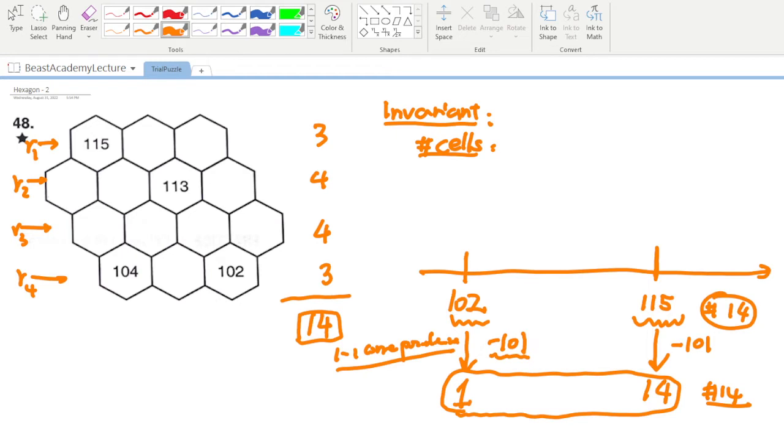And based on the smallest number and the biggest number, we already have 14 numbers. So do we already know which numbers we need to fill in? Yes. 103, 104, up to 114 and 115, right? So that's all the numbers we need to fill in. Okay, so what's the next step?